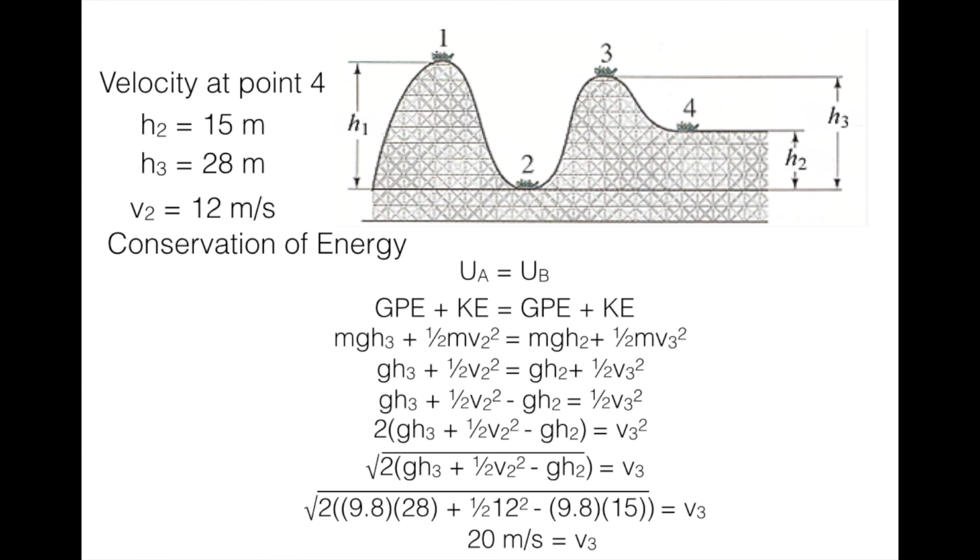So if we put in the actual values, we have root 2 times all of this, 9.8 times 28 plus 1/2 times 12 squared minus 9.8 times 15. This is all equal to v3, so the velocity at point 4, and this is going to be 20 meters per second.